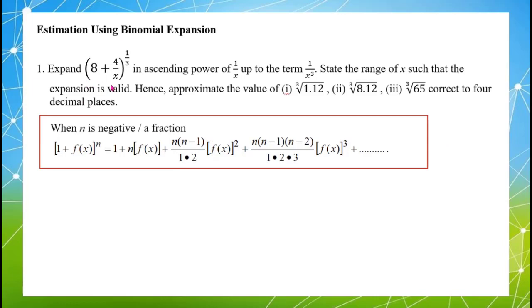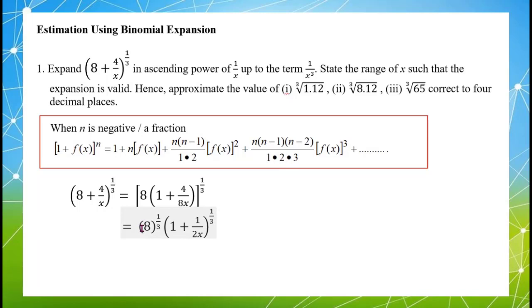When we look at this question, I notice that we are not ready to do the expansion because the power here is a fraction, which is 1/3, and the first number is not equal to 1. So first thing we need to do is change the first number to 1. That is, we factorize the 8 out here. After factorizing, we get 8 multiply (1 + 4/(8x))^(1/3). Then we separate the index. We get 8^(1/3) multiply (1 + 1/(2x))^(1/3). Then 8^(1/3) is equal to 2.